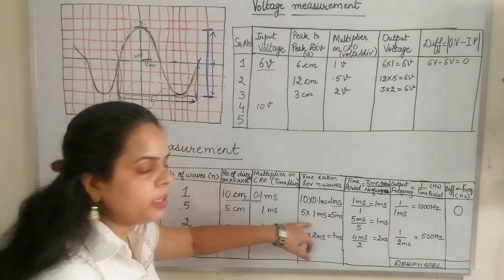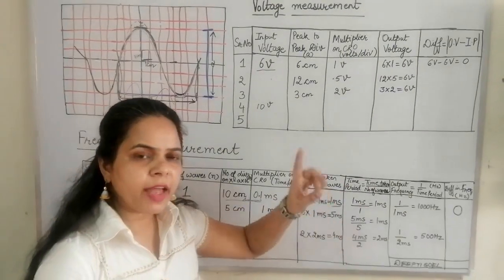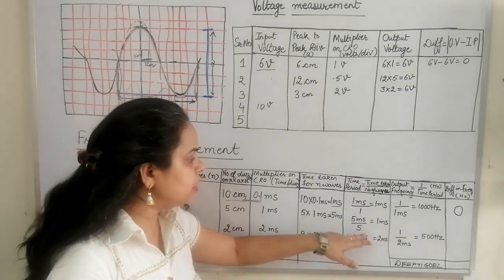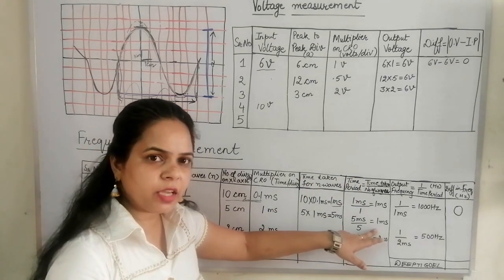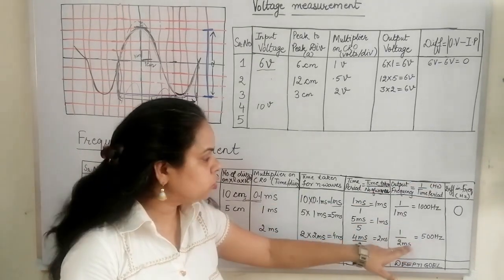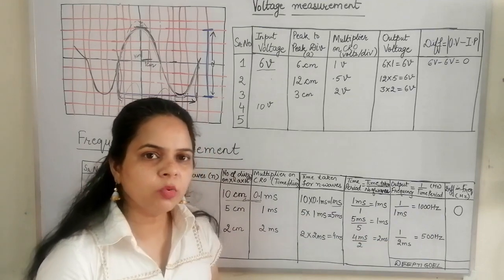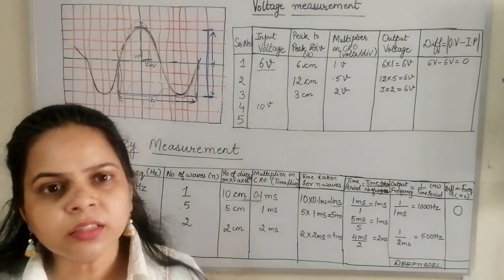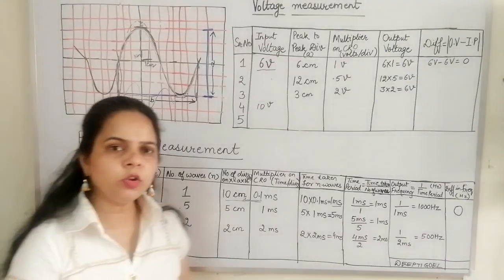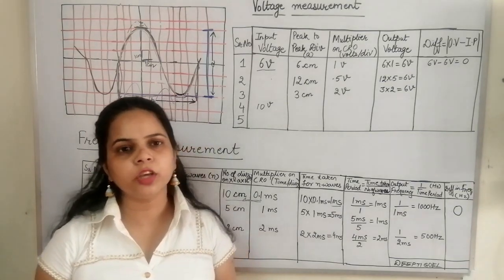So we have calculated the time taken for 5 waves. The time taken for 1 wave, that is the time period, will be 5 milliseconds upon 5, which is 1 millisecond. And again the output frequency will be 1 by time period, that is 1 upon 1 millisecond, which is again 1000 hertz. So it doesn't matter whether we change the knob, the value of the output frequency will always be the same as the input frequency.